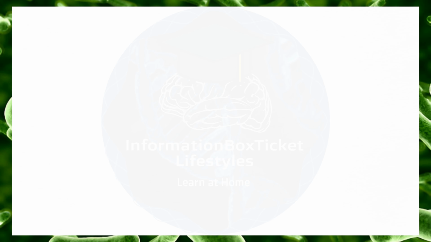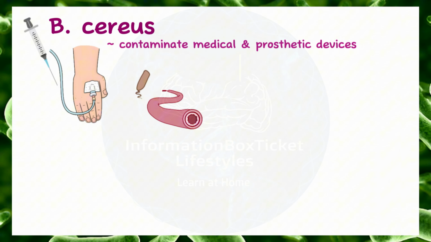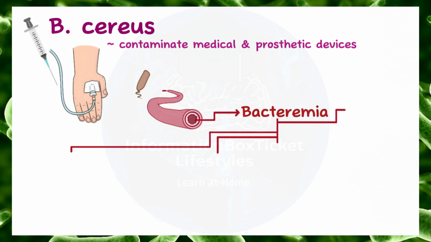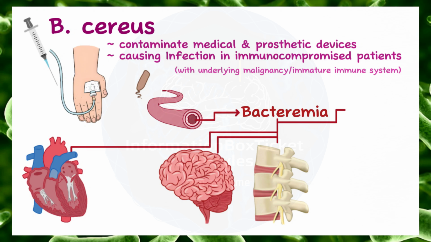Finally, B. cereus can also contaminate medical devices, such as needles and prosthetic devices like central lines and indwelling catheters. From these devices, the bacteria can enter the bloodstream, leading to bacteremia. Once in the bloodstream, they can spread to other organs, causing infections, primarily in immunocompromised patients, such as those with an underlying malignancy or newborns with an immature immune system.